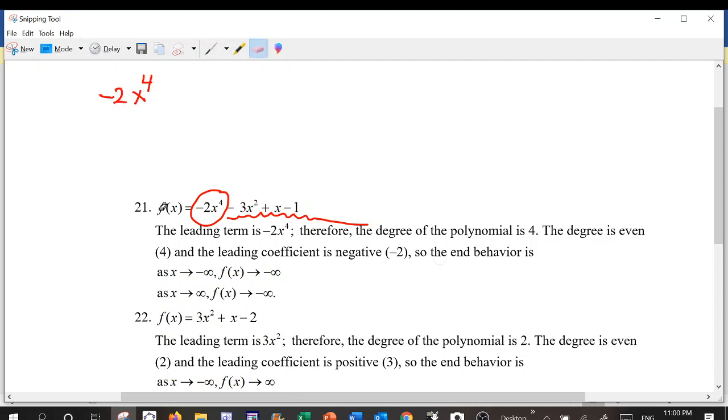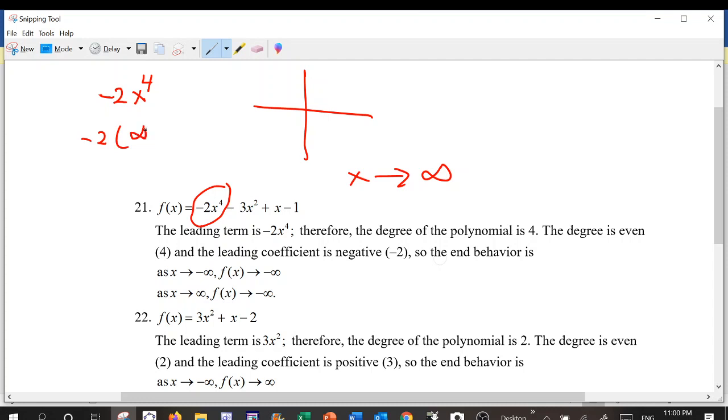So the end behavior of this polynomial is basically determined by this, and we know how to deal with that. On the right-hand side, when x goes to infinity, we take this and put positive infinity in there. Positive infinity to the fourth is positive infinity, times 2 is still positive infinity. That negative makes it negative. So on the right, we have this behavior.